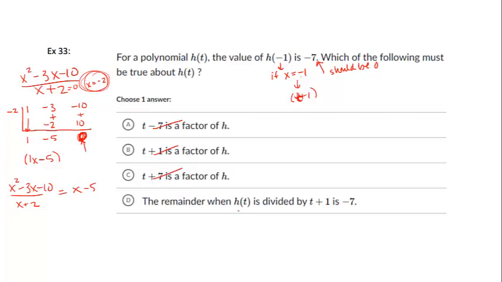This is saying that the remainder, when I divide something by t plus 1, is -7. So if they're giving me this as my answer when I plug it in, that means that that's my remainder. Remember that it's only equal to 0 if it's in fact a factor or a solution.